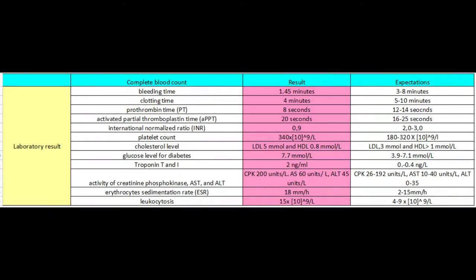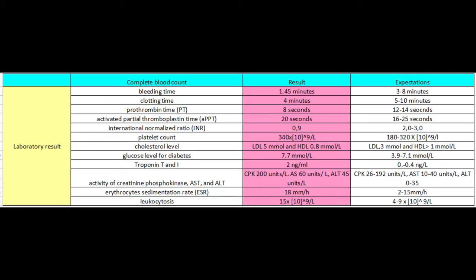We can also conclude the situation by performing blood tests. We can see that there is a low bleeding time, clotting time, prothrombin time, and activated partial thromboplastin time, together with the international normalized ratio of the patient. This shows there will be a hypercoagulability present in the patient.